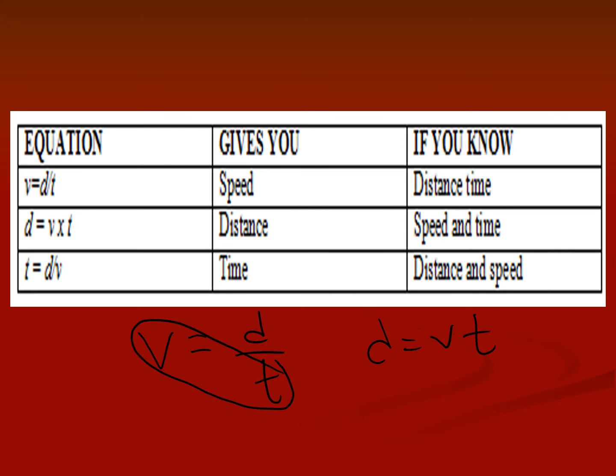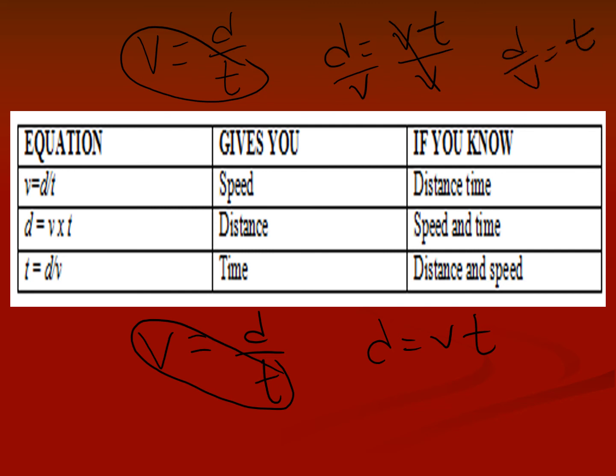Okay. Let's say I wanted to find time. So up here, v equals d over t. I could continue doing the cross multiply, so d equals vt. And to get t by itself, I divide both sides by v. So I get d over v equals t. Those are different ways to rearrange the formula.